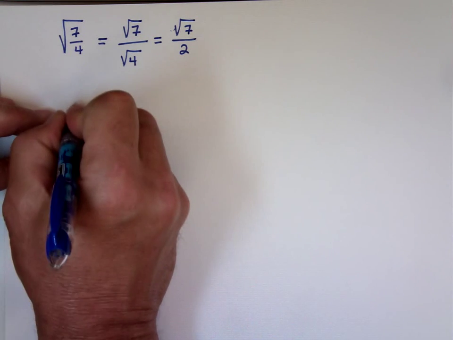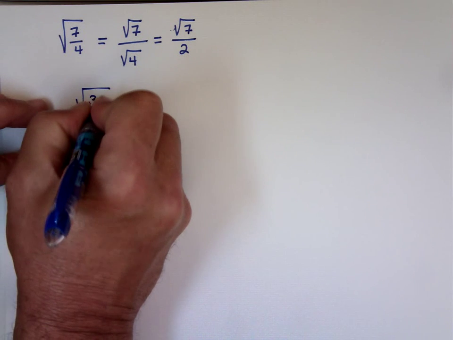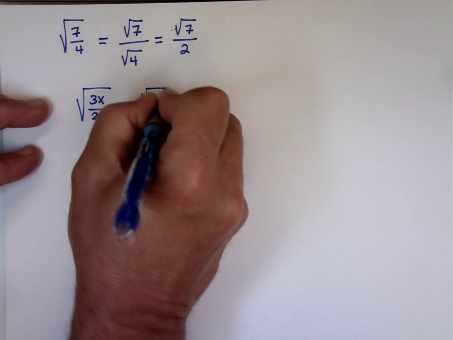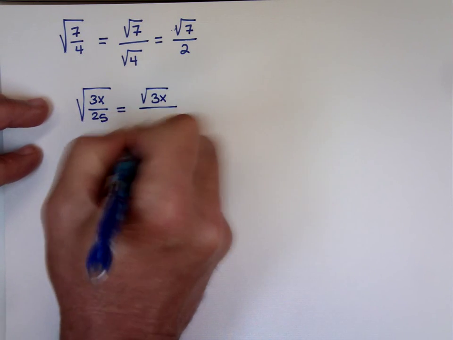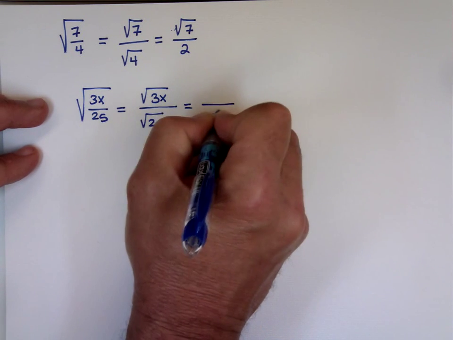The square root of 3x over 25. I can break it down to the square root of 3x over the square root of 25. The 25 will give me a 5 in the bottom. The top, I can't simplify it.